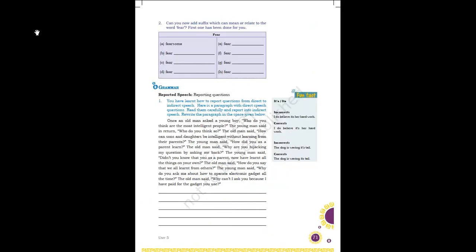Now next is suffix and prefix. So what is suffix in the next page? Can you now add suffixes which can mean or relate to the word fear? First one I will tell you. It's already done there. First one, fearsome. Second one you can write fearful. Third one you can write fearless or fear-stricken.